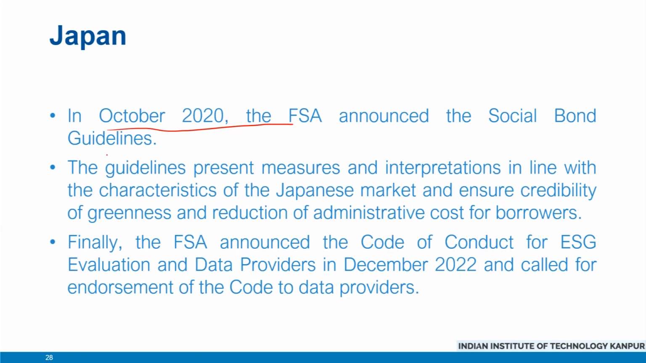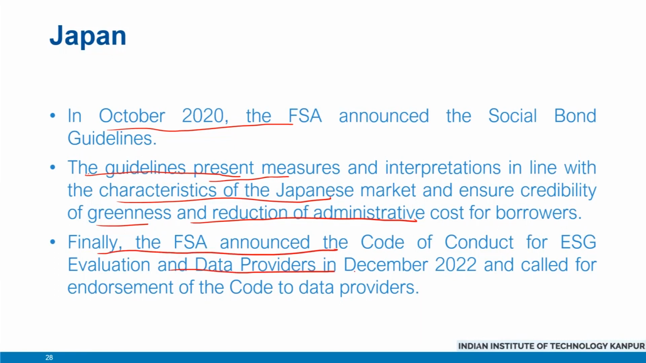The Ministry of Environment launched the Green and Sustainability Linked Loan Guidelines in 2020 and revised them in 2022. The guidelines are consistent and present measures and interpretations in line with the characteristics of the Japanese market and ensure credibility of greenness and reduction of administrative cost for borrowers. Finally, the FSA announced the Code of Conduct for ESG evaluation and data providers in December 2022 and called for endorsement of the code to data providers.